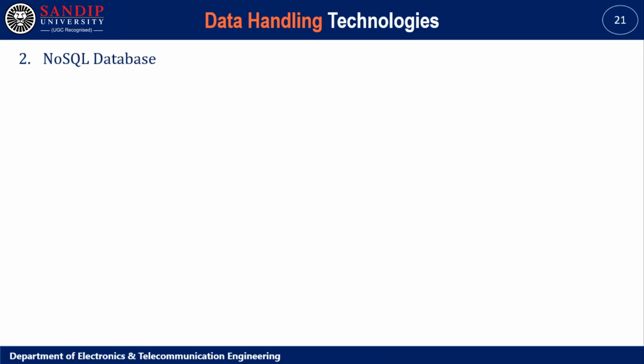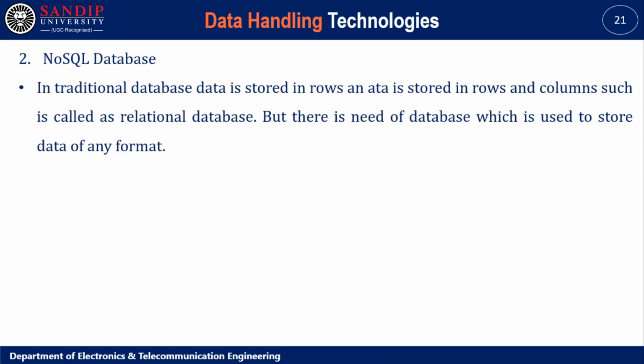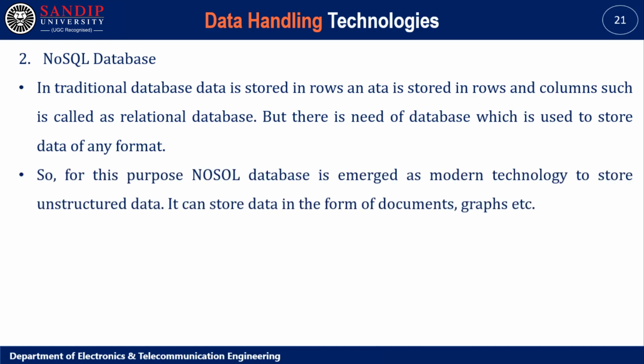NoSQL database. In a traditional database, data is stored in rows and columns. Such a database is called a relational database. But there is a need for a database which can store data of any format. So for this purpose, NoSQL database emerged as a modern technology to store unstructured data. It can store data in the form of documents, graphs, etc.